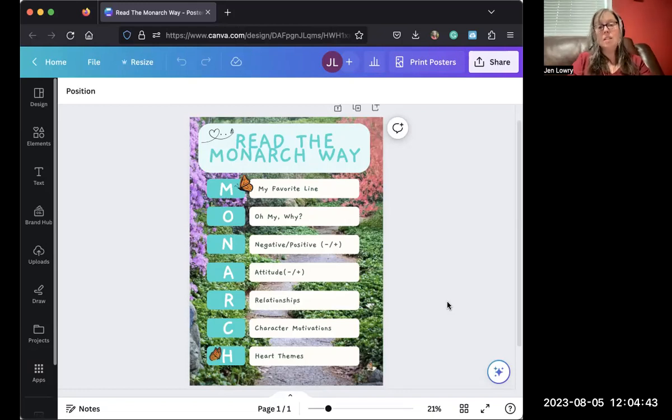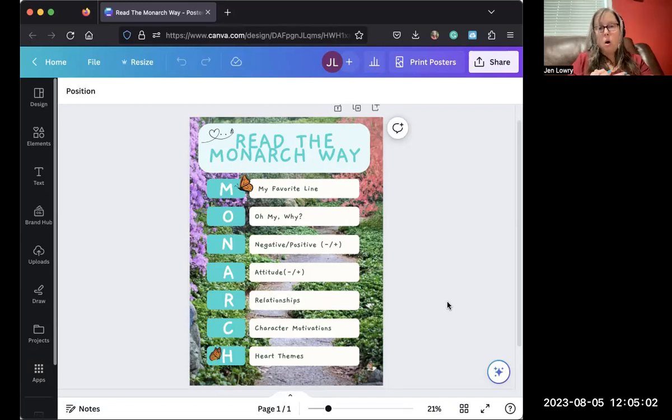Our last one is one of our most important. So we started with our poster, Read the Monarch Way, with a butterfly at the top, my favorite line, and we're ending with a monarch on that age for heart themes.